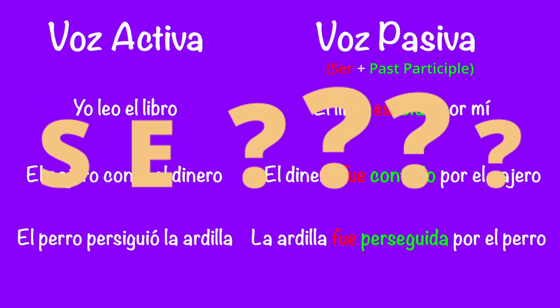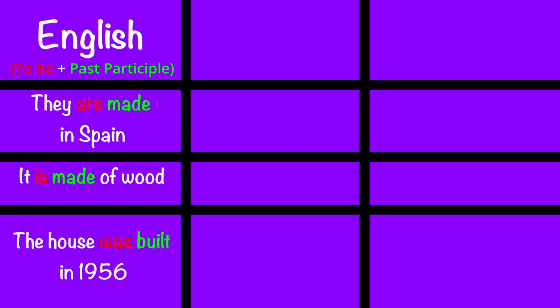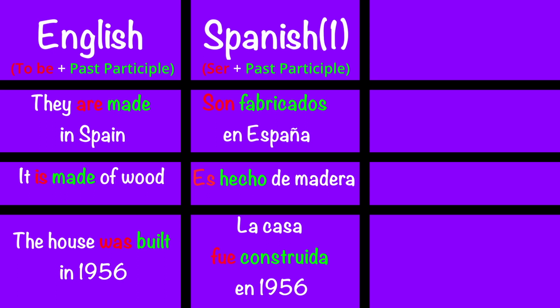But where the hell is se, you ask? Good question, team. The thing is that sometimes in passive voice, sentences don't have a subject. Sometimes a certain action can be happening to an object without having a specific subject to perform it. For example, here we have three sentences. They are made in Spain, it is made of wood, and the house was built in 1956. In cases like that, we can continue to use the ser plus past participle formula just like we did before. That is, again, the literal translation from English.